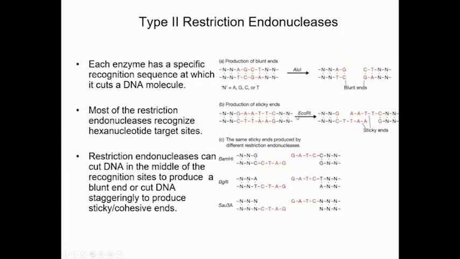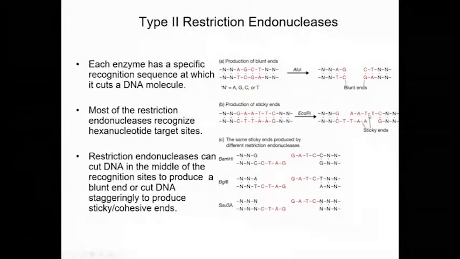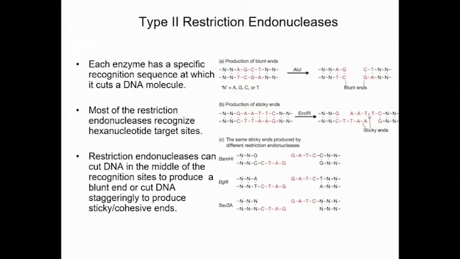And then EcoRI will cut at the location between the G and A here, and G and A here. Therefore, you cleave and separate these 2 DNA molecules, so you get this sticky end. So this is blunt end, this is sticky end. And for EcoRI, after you separate these 2 DNA molecules, you produce this 5' overhang.